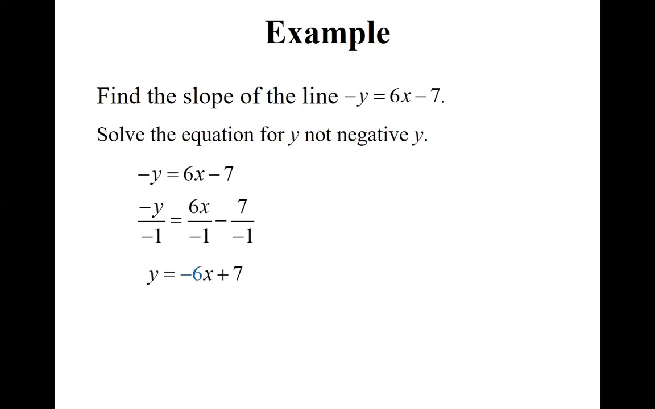That gives us y on the left, and it changes the sign of everything on the right. Instead of 6x minus 7, we get -6x plus 7. Now that it's solved for y and simplified, we see that the number we're multiplying by x is -6. That makes -6 the slope.